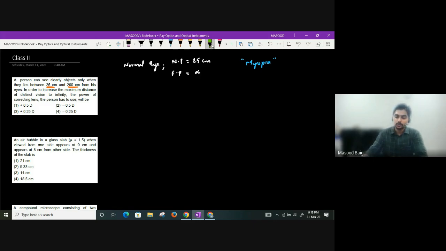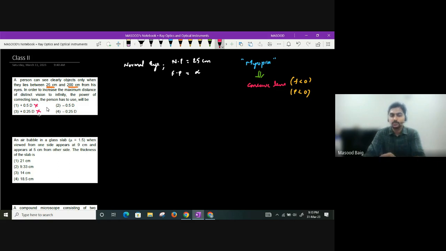And how will myopia be corrected? By using which lens? By using a concave lens. A concave lens will have which focal length? Negative focal length. Which power? Negative power. So automatically from this, can I cancel out plus 0.5D, minus 0.5D? Yes or no? Did you understand? If you are a normal human being, with a normal eye, the near point should be 25 and the far point should be infinity.